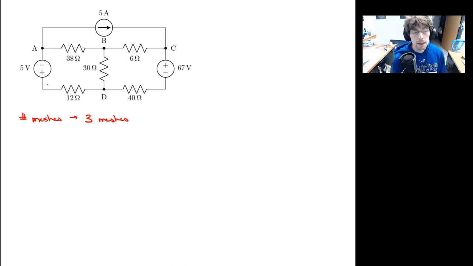Okay. I tend to just like going clockwise all the time and then deal with the negative signs as they appear. The other nice thing is that right here, we see that we have a current supply that's going to the right on that top branch. So I'm going to go ahead and go clockwise here. I'll call that mesh 1. I'll call this mesh 2. And I'll call this mesh 3.